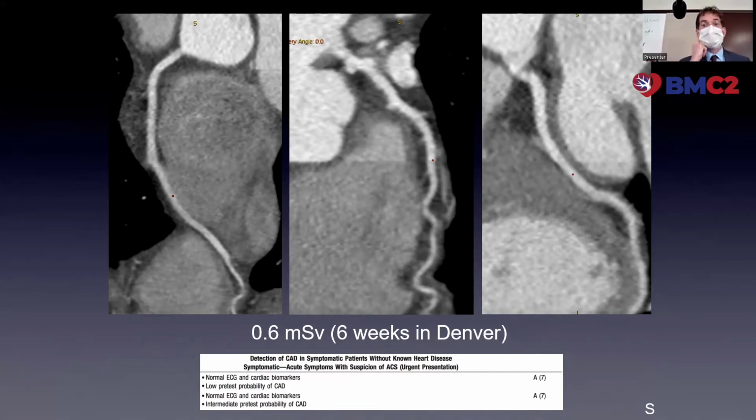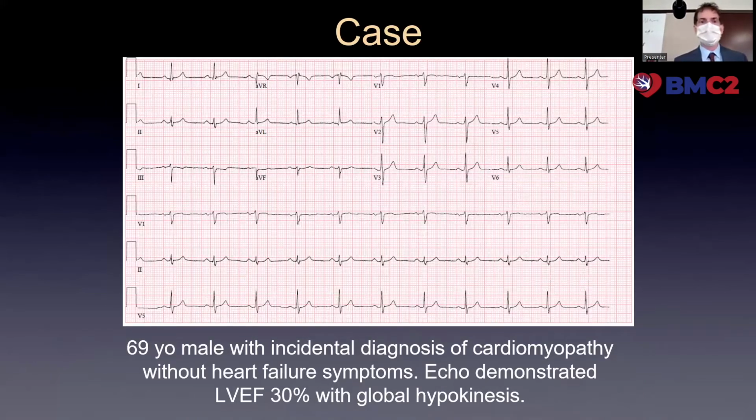And this also highlights some of the radiation issues. This was done with a very low amount of radiation, 0.6 millisieverts. Our background exposure in the U.S. per year is about 3 millisieverts. It's much higher in Denver. This calculates out to if you went to Denver for 6 weeks, so it'd be the same amount of radiation that you would get. So really low risk, low amount of radiation, but a very helpful test.